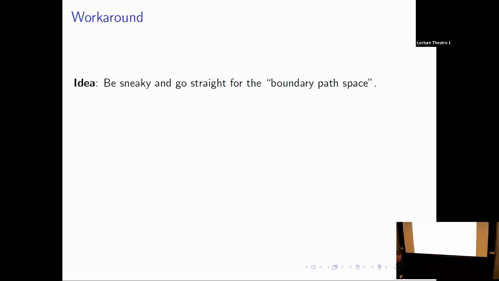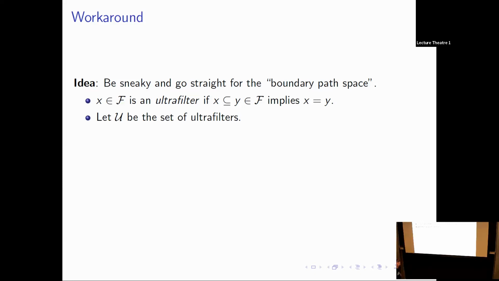So we need a new idea because the filters are not going to form a locally compact space. So the idea is to be sneaky and just go straight for the boundary path space, because the boundary path space is constructed as a closure of another space. So you go, well, maybe I get a closed space inside of a compact space, maybe things will start working. So we need a notion of infinite paths, because really we've just been looking at the finite paths so far, or all paths. We're going to call a filter an ultrafilter if it's maximal with respect to inclusion. And I'll denote the set of ultrafilters by curly U.